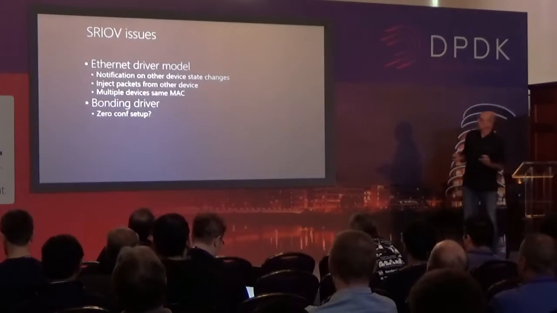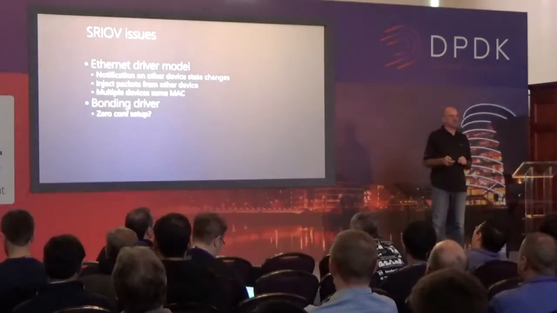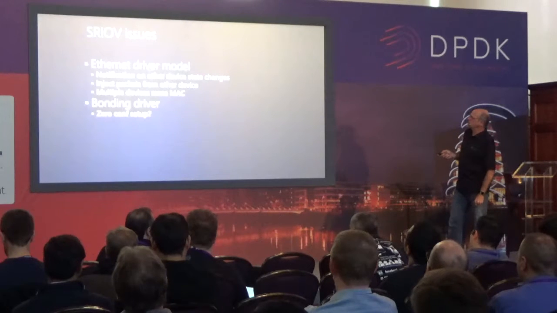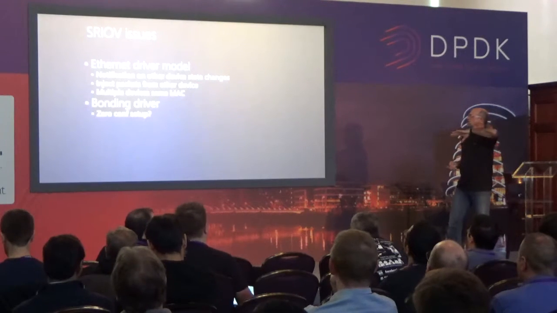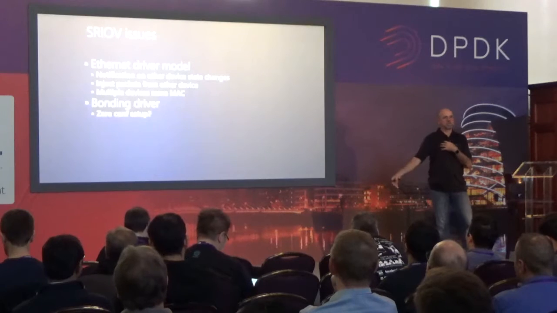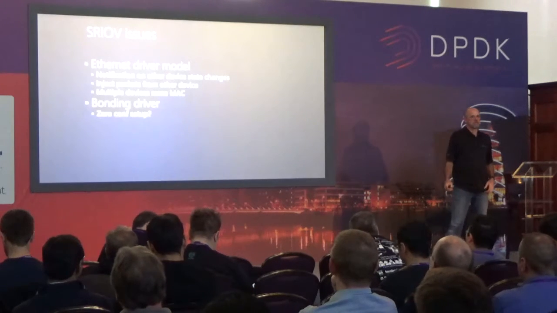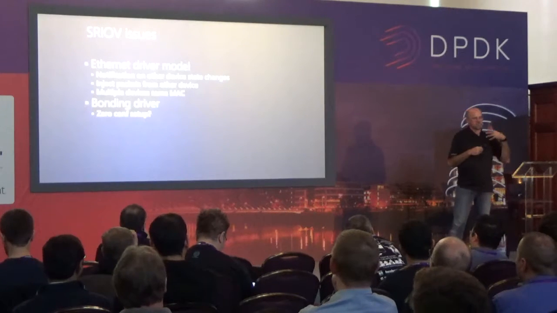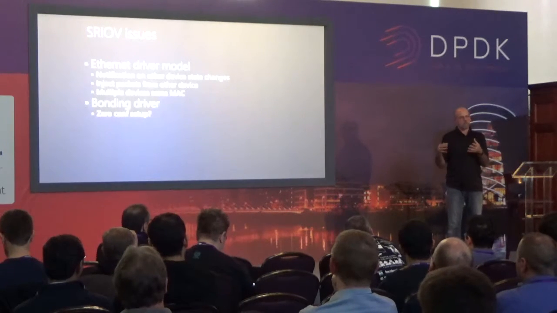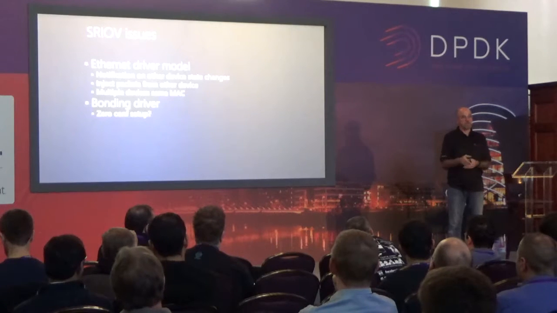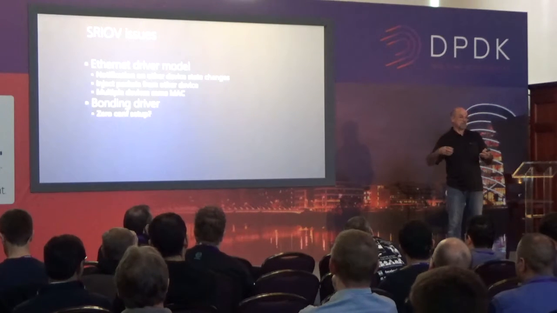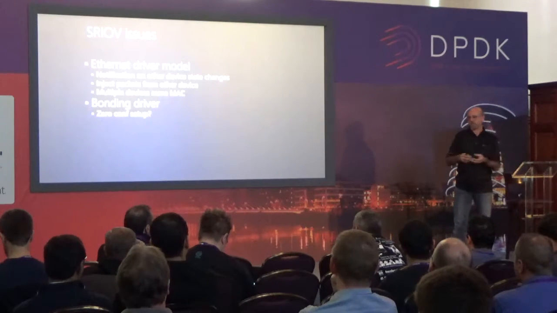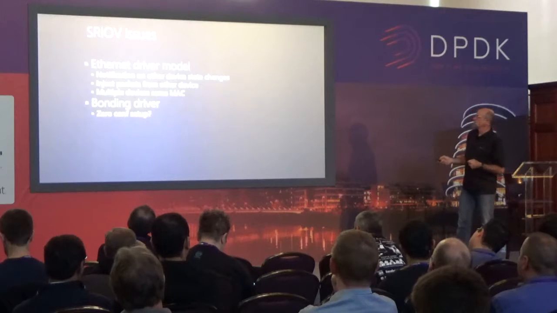So what does that mean to support SR-IOV and Hyper-V in the DPDK? It means we need to have an ability somewhere in the Ethernet driver model to get notification when some other device state changes. So when somebody brings up the VF device, the DPDK poll mode driver for Hyper-V has to go explicitly ask to make that association between the network synthetic device and the VF device.